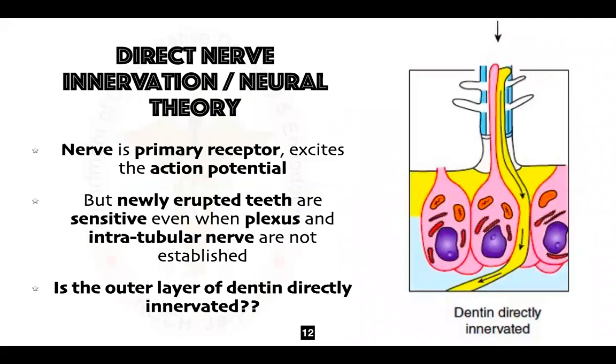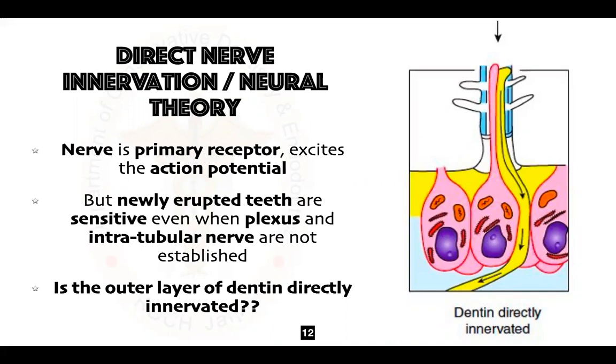So they're trying to say nerve is the primary receptor and it excites the action potential. Nothing new there. But this theory did not work well, because they suggested that the dentine is also innervated directly by the nerve endings. Not widely accepted. Why? Because when we apply local anesthesia, it does not abolish the sensitivity. When we're using topical anesthesia or local anesthesia or anesthetics in any form, it does not relieve the sensitivity.